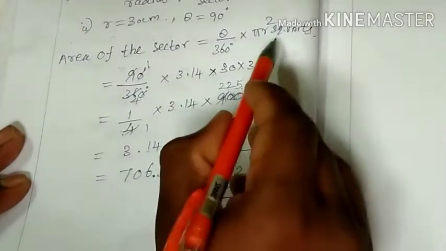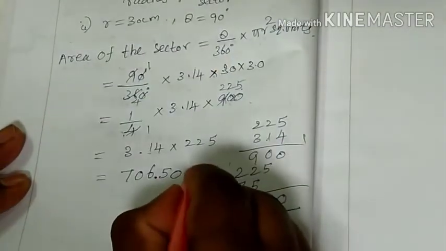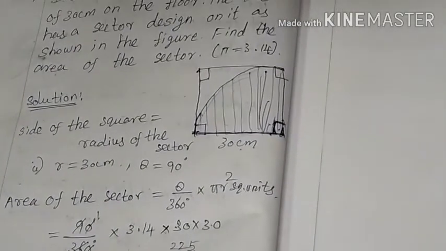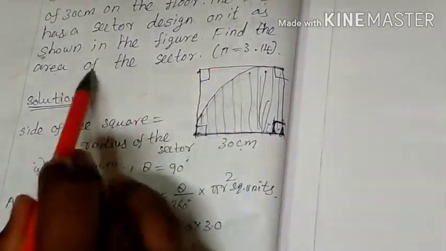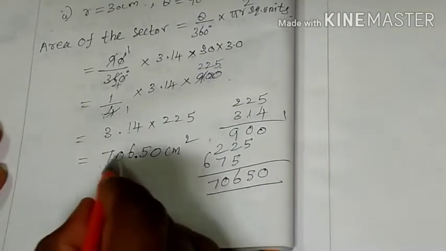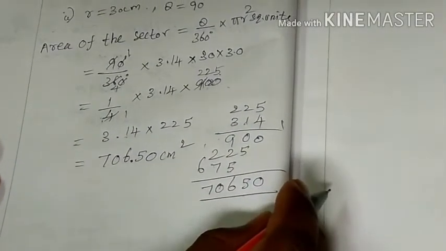Okay, that's all. The formula has square units. The units are centimeter, so centimeter square. That's your answer to the question: find the area of the sector. The area of the sector is 706.5 centimeter square. Okay, that's all.